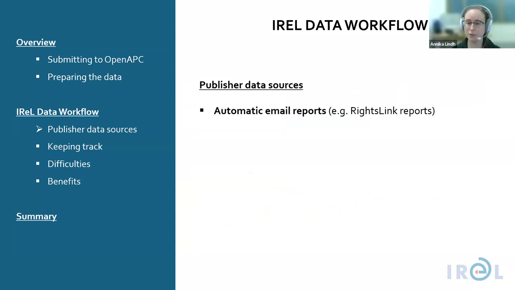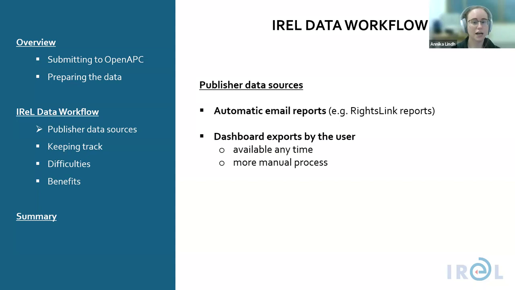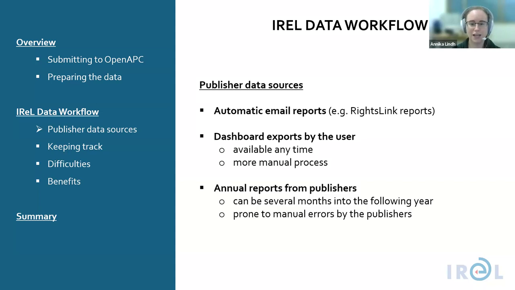So, some different types of publisher data sources. A very convenient one is when they can set up automatic email reports. If they have RightsLink, they should be able to do that, and then you get an email with reports every month. Sometimes they don't have that, and then you might have to go into a dashboard that the publisher has and export it, which you can do at any time, but it's a bit more manual. And sometimes the publisher doesn't have these things, and in that case we'll have to wait for their annual report, which we have agreed with them.